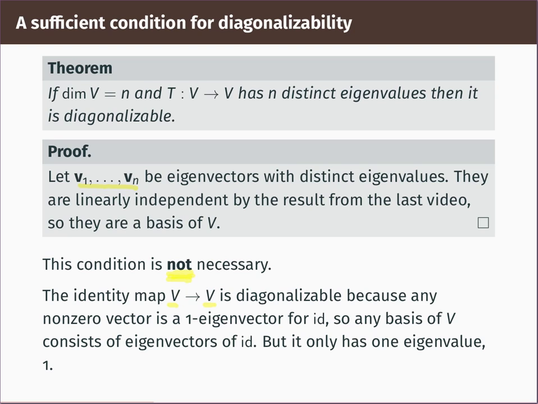It only has one eigenvalue, namely the eigenvalue 1. So it's important to remember that if a linear transformation has dim V distinct eigenvalues, then it's diagonalizable. But the implication doesn't go the other way around. Just because it's diagonalizable doesn't mean it has to have n distinct eigenvalues.